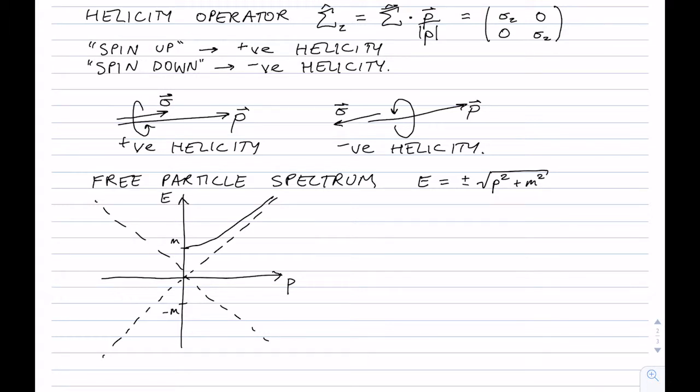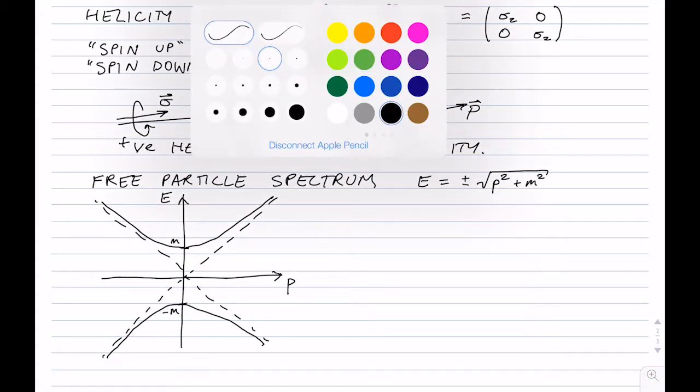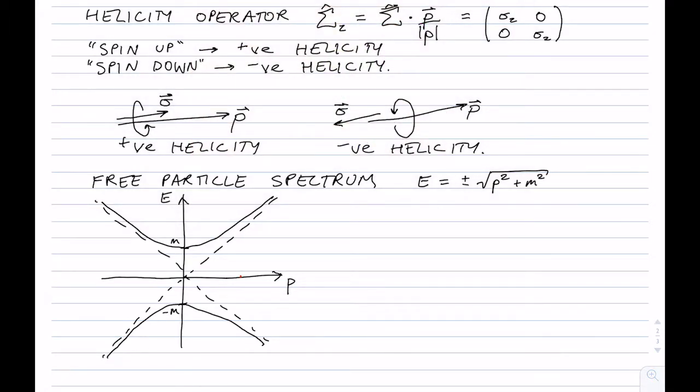So for the positive side, it looks like that. And for the negative side, it looks like that. So we've got this hyperbolic energy spectrum. And you can see that for every momentum, if I'm at, say, this momentum here, then I've got a positive energy solution and a negative energy solution.